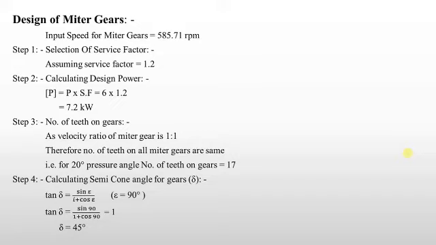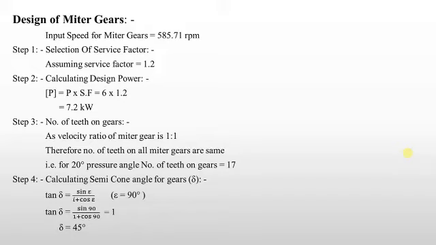Step 1, selection of service factor. Here we are assuming service factor is equal to 1.2 from PSG data book. Step 2, calculating design power. Design power is equal to rated power into service factor. Rated power is 6 kilowatt and service factor is 1.2. Therefore design power is 7.2 kilowatt.